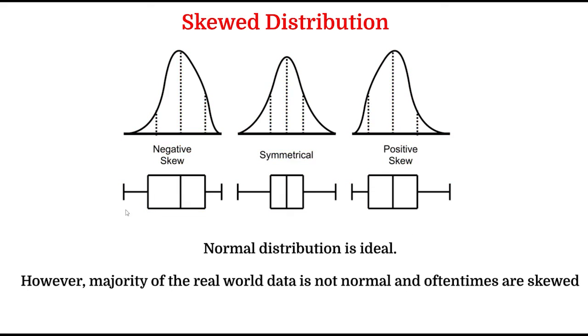The corresponding box plots are shown here. For a symmetrical distribution, the box plot is also symmetric. That means the median, that is Q2, is exactly at the center of the box. But for positively skewed or negatively skewed distributions, the median shifts a bit, and we are going to talk later on about these mean and median positions for skewed distributions.